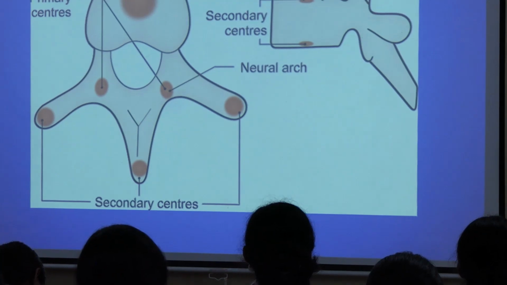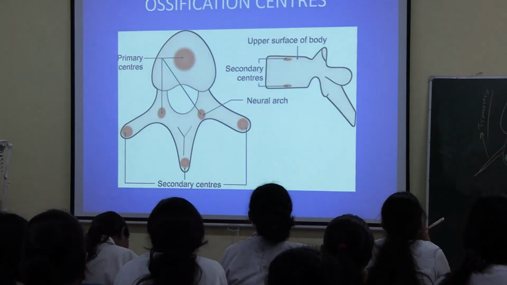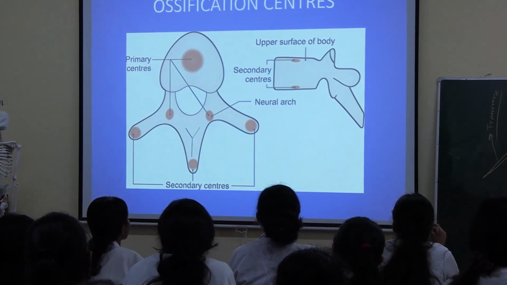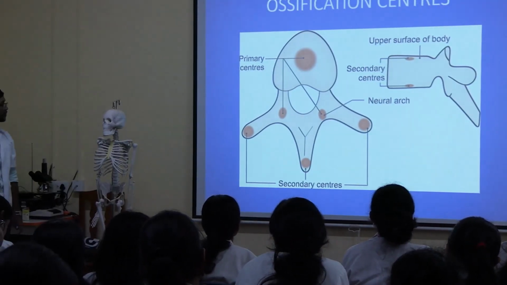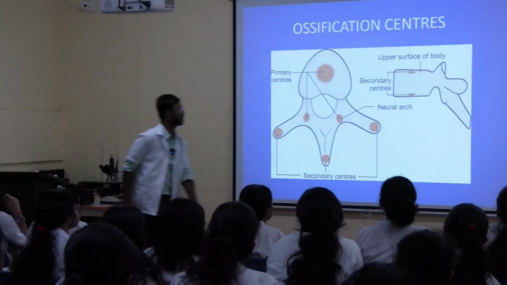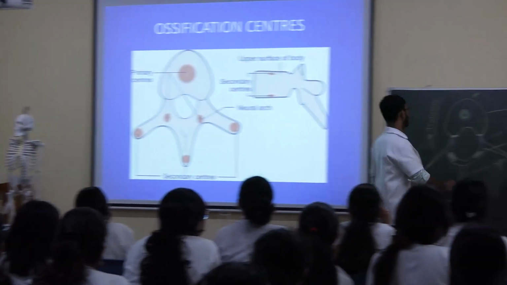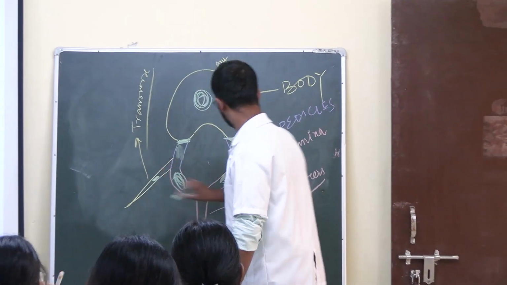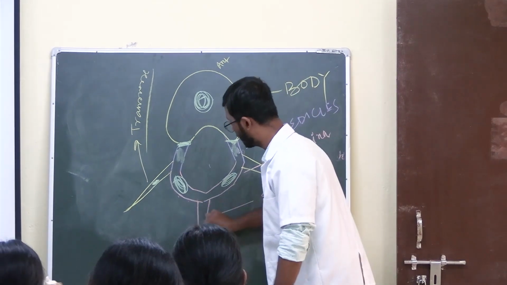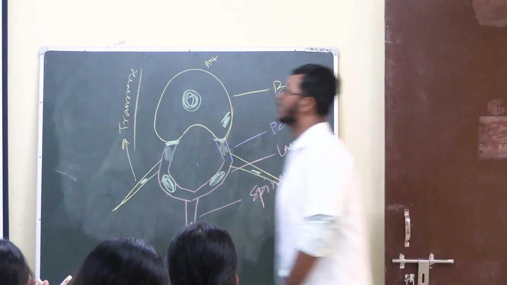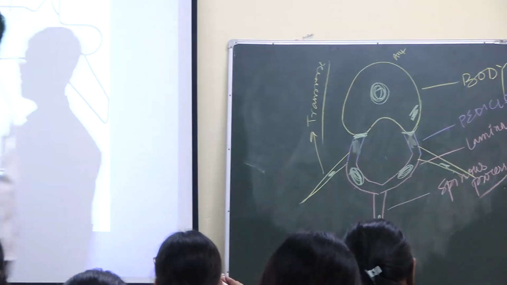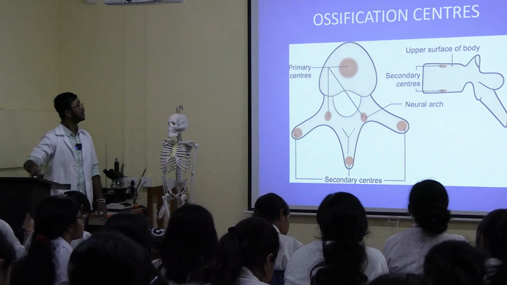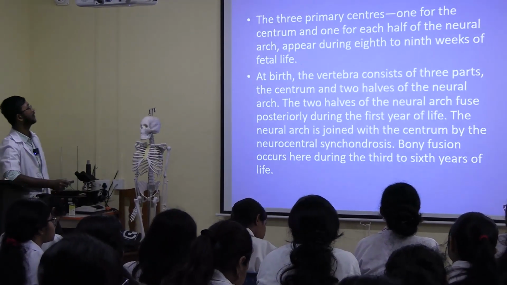These get fused together. Then in the latter half we get secondary centers on the upper and the lower surface of the body, and one on each of the transverse processes and another one on the spinous process. So on the upper part of the body, then the lower surface of the body, one on each of the transverse processes and one on the spinous process. Okay. These are the secondary centers. These secondary centers appear at 15 years of life and get completely ossified by 25 years of life.